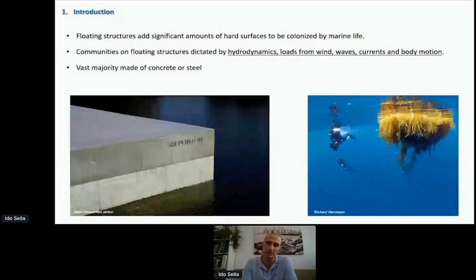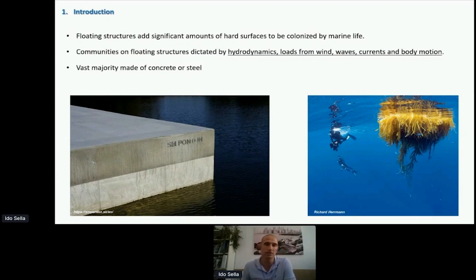Communities in floating structures, and this is what I'm going to run through in a minute, are basically dictated by hydrodynamics. Loads of winds, waves, and other forces are affecting stability and the body motion of the structure. Taking into account that the vast majority of floating structures are currently constructed of concrete or steel, and also, as we look forward to large floating structures, that's probably going to be the materials of use. We also address specifically those substrates.